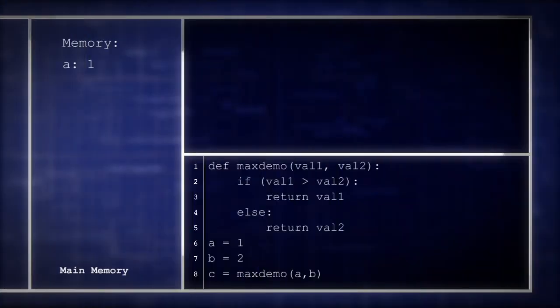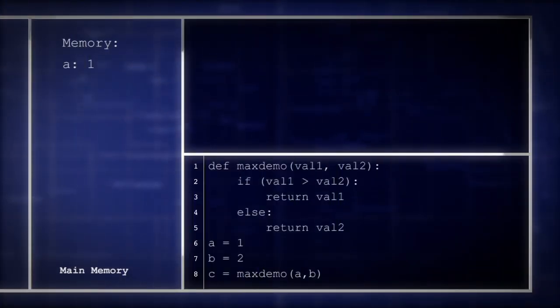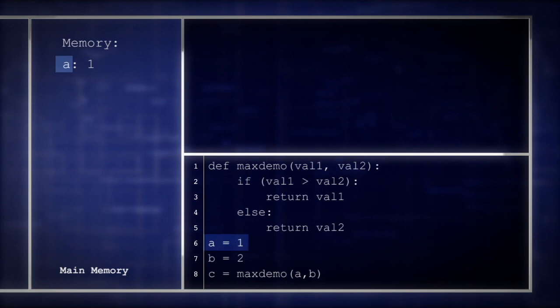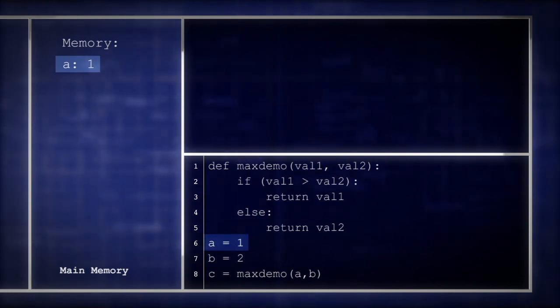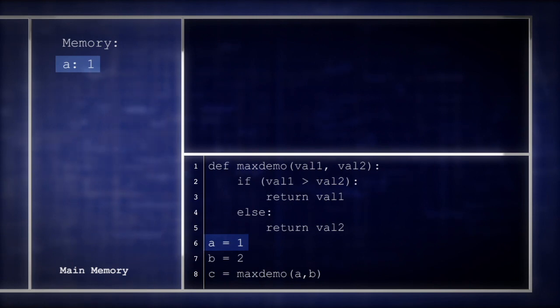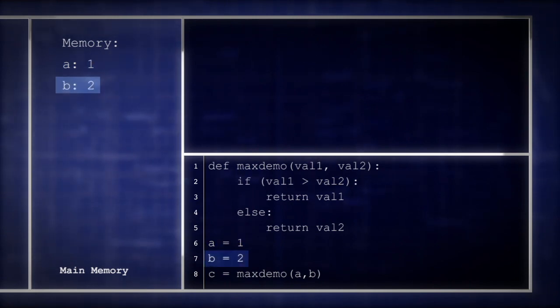To understand how functions are really working, let's open the black box and look at how memory is getting handled. Again, the computer skips over the function at first, just remembering that it was previously defined, and executes the first line of the main program. The line a equals 1 creates a variable named a and assigns it the value 1. And then b equals 2 creates the variable b and assigns it 2.